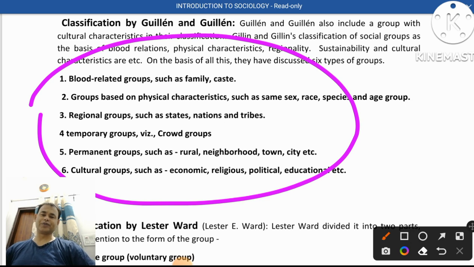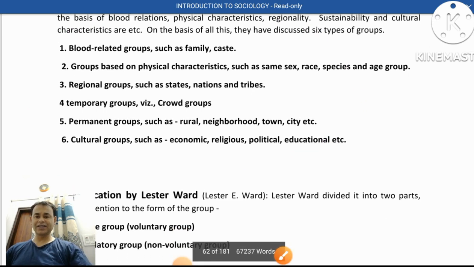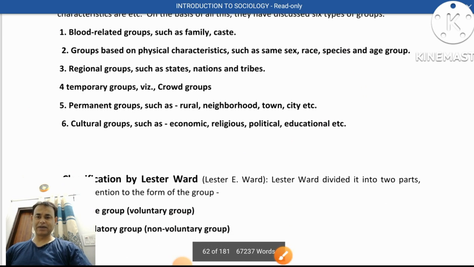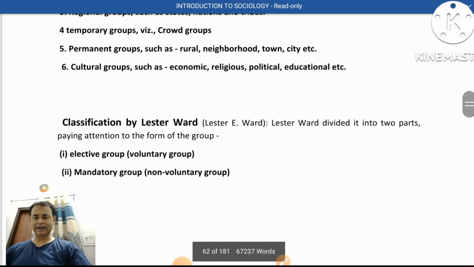Blood related groups such as family; groups based on physical characteristics such as same sex, race, species, and age group; regional groups such as state, nation, tribe; temporary groups such as crowd, and permanent groups such as rural, neighborhood, town, city; cultural groups such as economic, religious, political, educational. These are the 6 bases. So remember: blood related, physical characteristics based, regional, temporary, permanent, cultural.